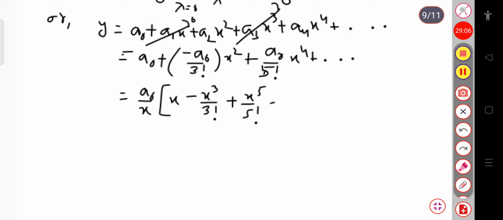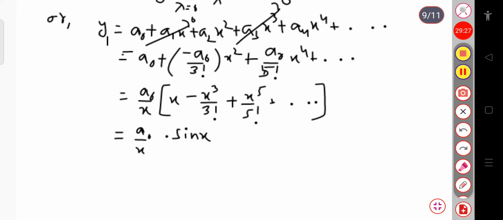Now you can see this bracketed term is nothing but the sine series. That's why we have divided by x, taking it common. Or we can write this simply as equal to a0 by x into sine x. Okay, a0 by x into sine x. This is your, suppose y1.